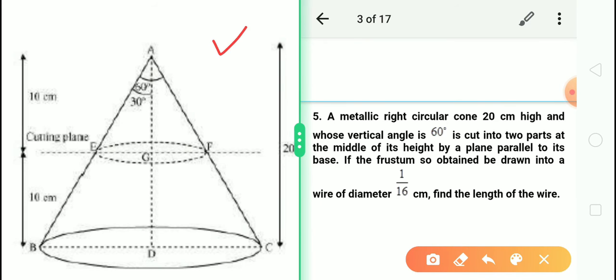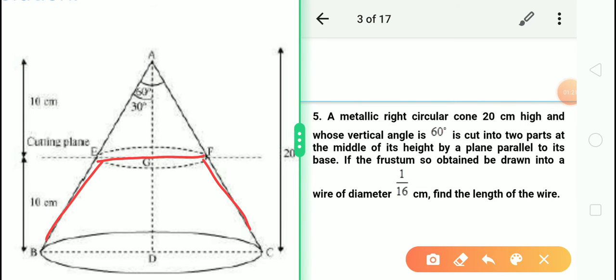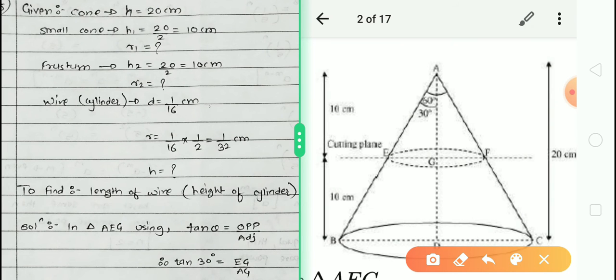So this is the right circular cone. Vertical angle is 60 degree. Therefore this much angle is half of 60 degree, that is 30 degree. Height of cone is 20 centimeter and this cone is cut into two equal parts. Therefore height of the small cone is 10 centimeter and height of this frustum is 10 centimeter. And this frustum is converted into a cylindrical shape wire. So volume of frustum is equal to volume of cylinder, and using this we have to find the length of the wire. So let's start with the solution. First write the dimensions. So consider cone.